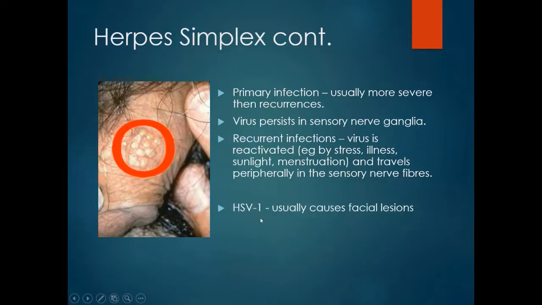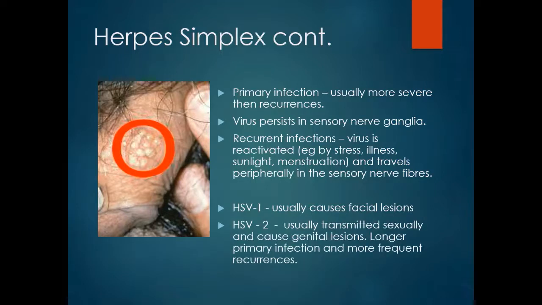There are 2 types of herpes simplex, 1 and 2. Type 1 usually causes less symptoms, but not always, and usually occurs as facial lesions on the face, while type 2 is usually sexually transmitted and usually causes genital lesions, has a longer primary infection and more frequent recurrences. But this is a general rule because herpes simplex viruses 1 and 2 both can affect the lips and both can affect the genitalia, and herpes simplex 1 may be just as bad, if not worse in some cases, than herpes simplex virus type 2.